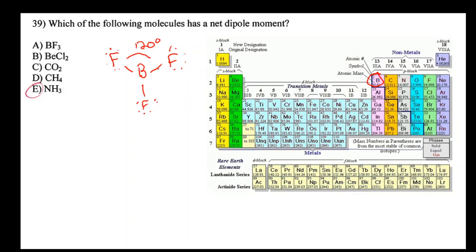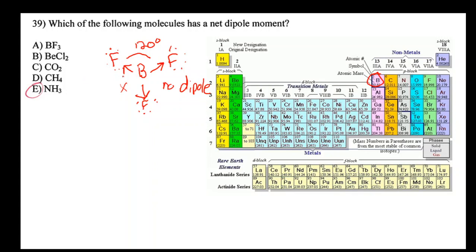What I like to imagine this as is a tug of war. These are all in the same plane, and fluorine is far more electronegative than boron. So fluorine is pulling the electrons away from boron in 3 directions, and they are essentially canceling each other out, so there is no dipole moment, even though the bonds are polar. They're going in equal and opposite directions with equal magnitude. That will make sense as we keep going through these examples.